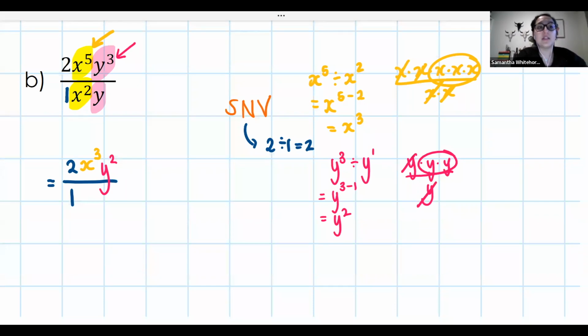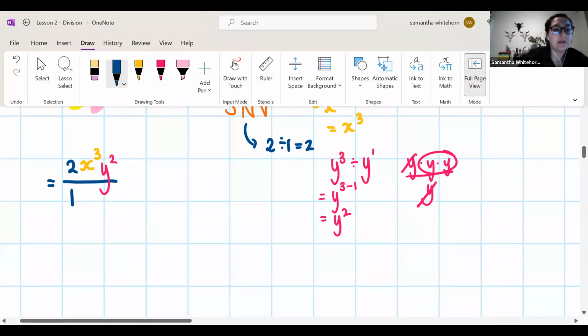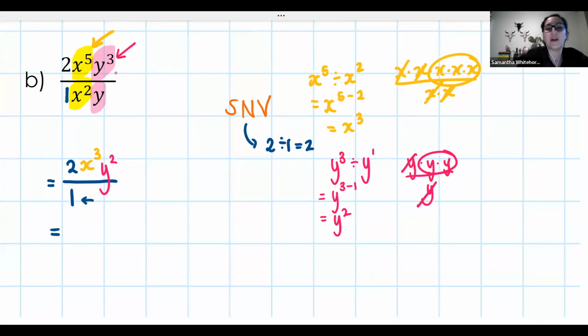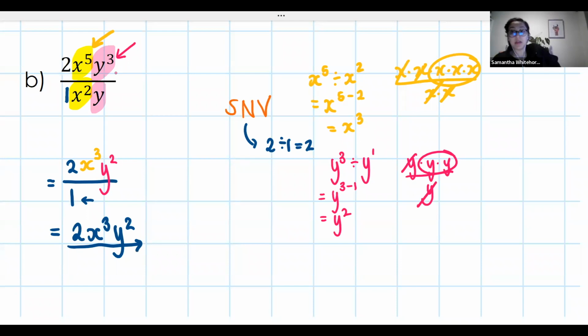And so we have gone and simplified our entire fraction here. Now, because it's all over 1, I don't actually have to write it as a fraction. I can just leave this as 2x cubed y squared and write that as my final answer. If you want to write the denominator of 1, go for it. Doesn't make a difference, means exactly the same thing. It's not going to change the answer. But you don't have to if your denominator is 1. If your numerator is 1, you do. But if your denominator is 1, it's fine. You can leave it out.